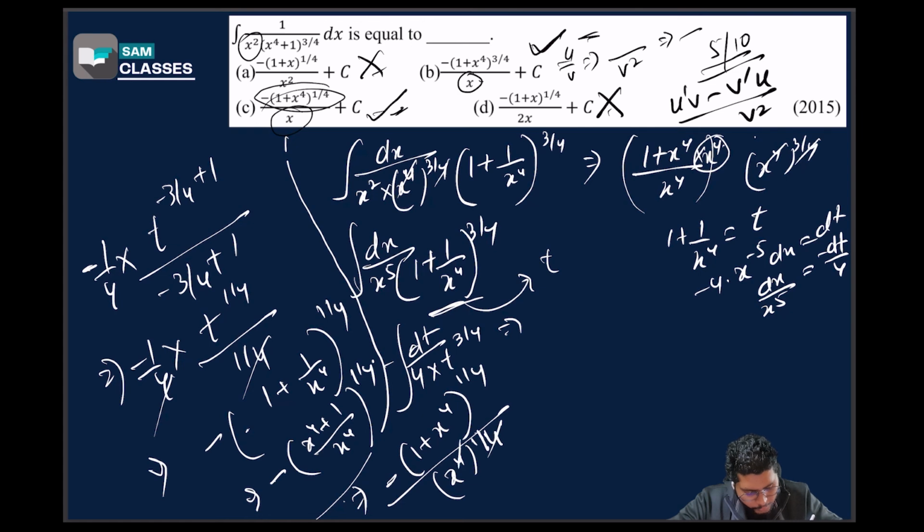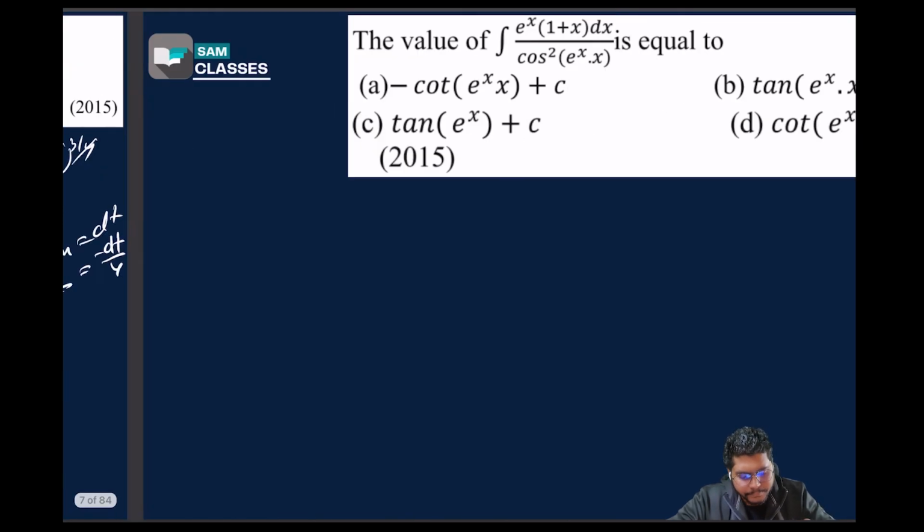So this 4 and this 4 gone. So did I get the answer? Yes or no? Did I get the answer? Yes, definitely. Clear. So this is the way to solve this question. This is the way to approach it in both ways. Okay, done. Let's see the next question.